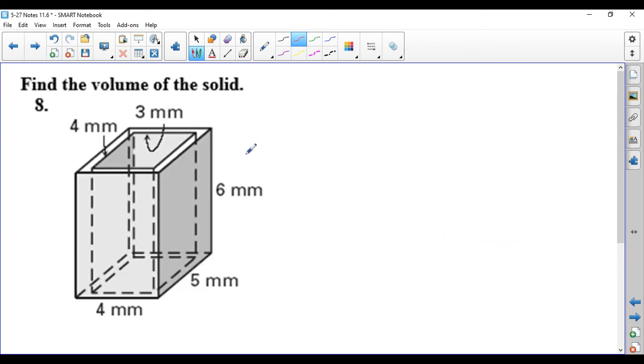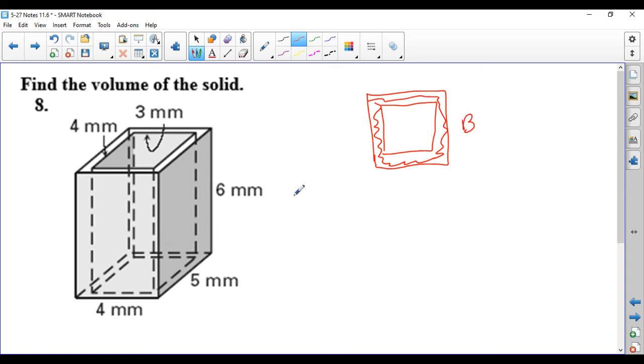Now, on this one, this solid, we want to find the volume of the solid. You can do this two ways. You can find the volume of the large prism and subtract the volume of the small prism, or you can look at the base as this square or rectangle with a rectangle cut out of it, and you can find that base area.